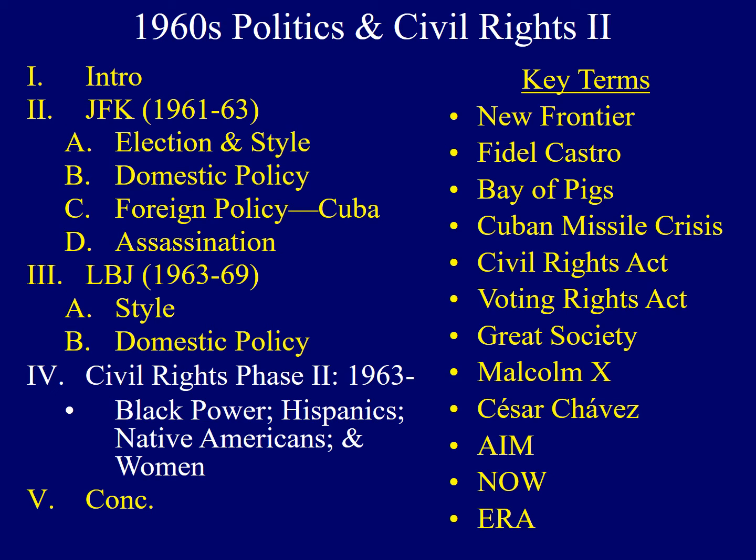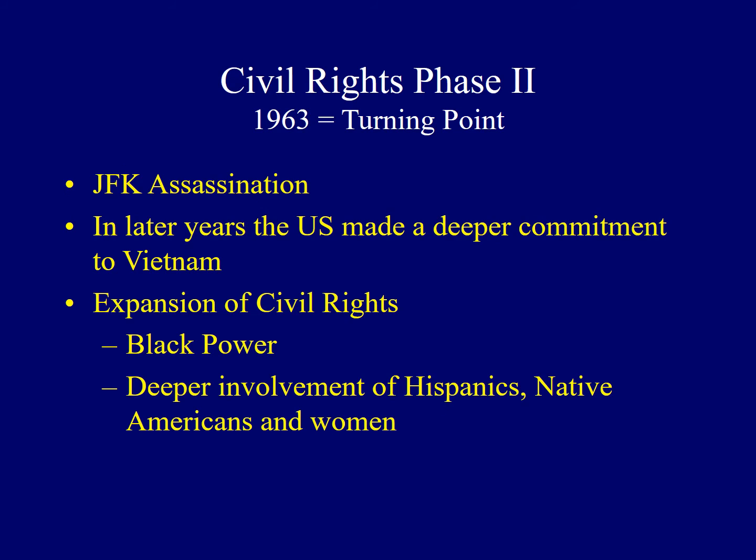Now we can address some issues associated with the Civil Rights Movement, Phase 2, from 1963 onward. In many ways, 1963 was a turning point in American history. John Kennedy was assassinated in that year. Soon thereafter, the United States also made a deeper commitment to the war in Vietnam, and we see an expansion in the civil rights movement. Black Power emerged as an alternative to Martin Luther King Jr.'s nonviolent tactics. Hispanics, Native Americans, and women also became more visibly involved in the civil rights movement.